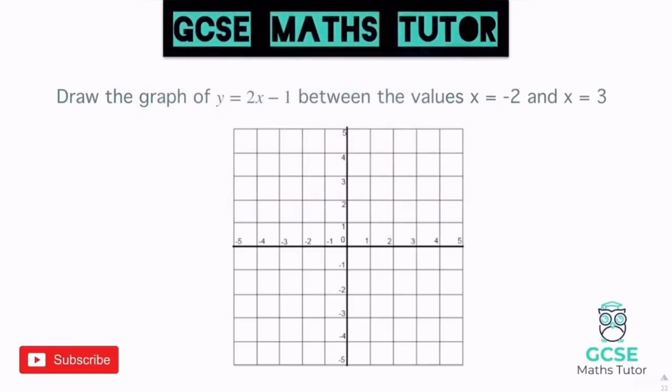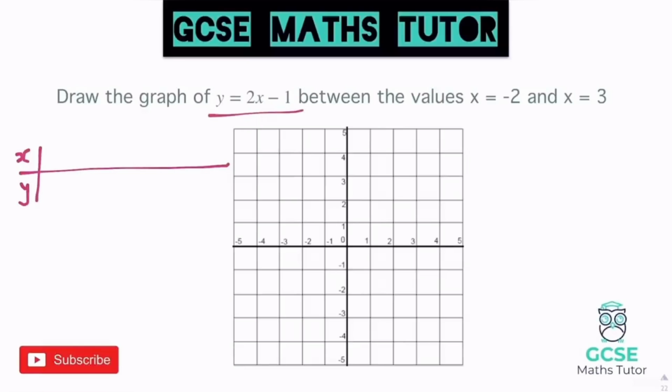Okay, so draw the graph of y equals 2x minus 1 between the values of x equals minus 2 and x equals 3. Now, there's two ways of doing this. Again, we could make a nice little table, and we've got x values and we've got y values. Remembering this equation just means to find the y coordinate, you do 2 times the x coordinate or double the x coordinate and take away 1.